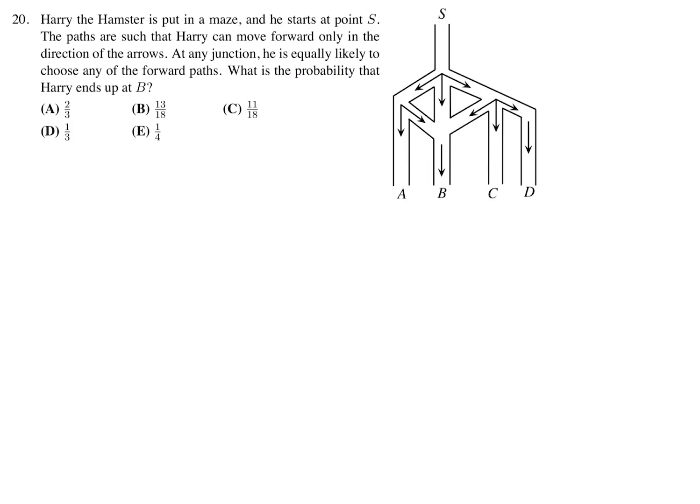Harry the hamster is put in a maze and he starts at point S. The paths are such that Harry can move forward only in the direction of the arrows. At any junction, he is equally likely to choose any of the forward paths. What is the probability that Harry ends up at B?